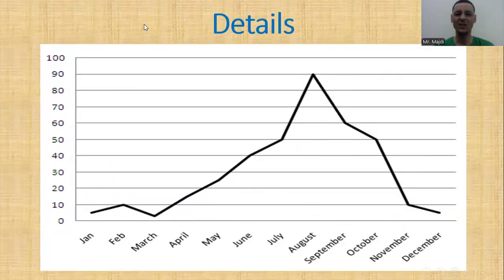Okay, details. What does that mean? Details in IELTS writing task 1. Just tell me what happened in January, in March, in April. Okay, where's the highest point? Where's the lowest point? What happened, for example, between April and November? These are called details. We need to be really specific when we give details.